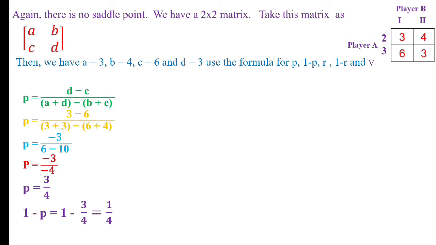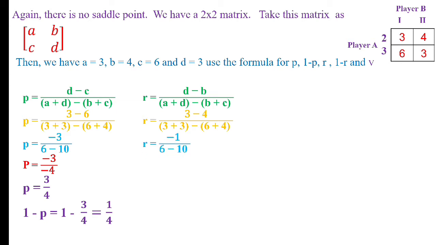Come to the player B strategies. D minus B divided by A plus D minus B plus C. Come to that: 3 minus 4 divided by 3 plus 3 minus 6 plus 4. Then simplify: minus 1 divided by 6 minus 10. Again simplify: minus 1 by minus 4. Then R equal to 1 by 4. Now we can find out 1 minus R: 1 minus 1 by 4 equal to 3 by 4.